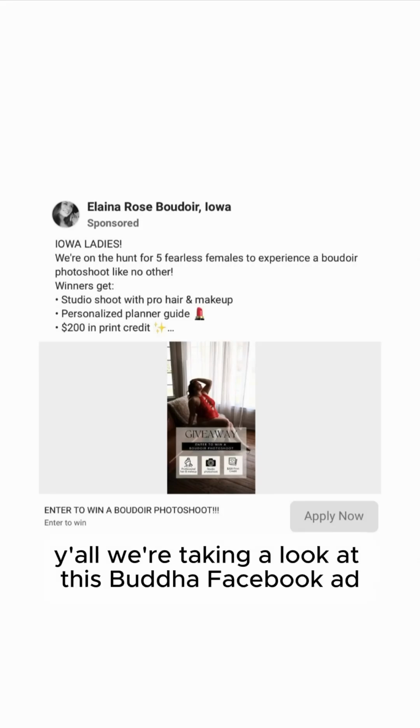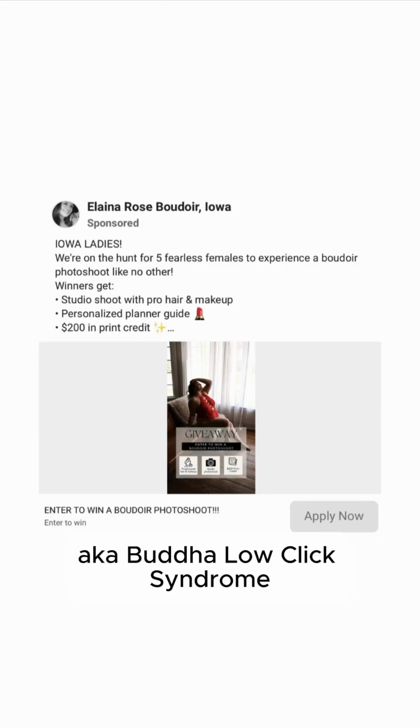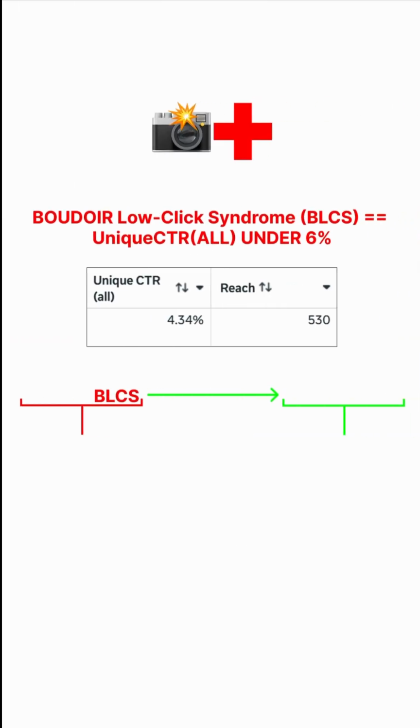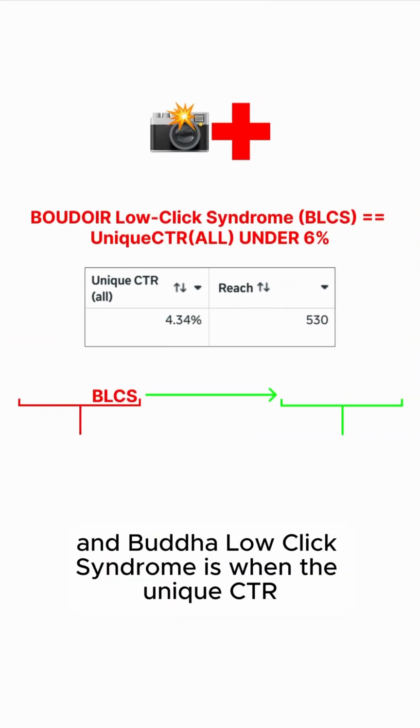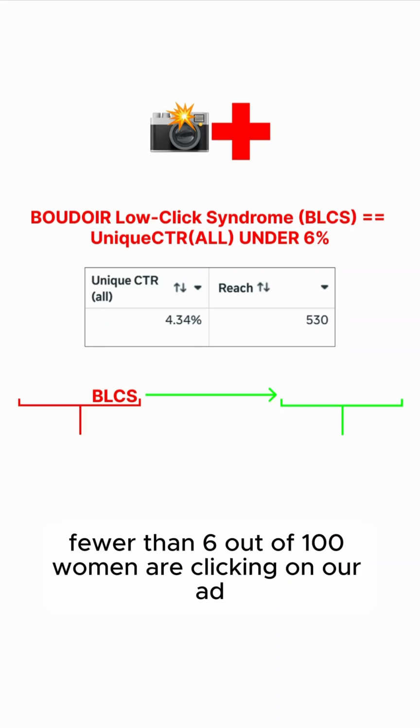All right, y'all, we're taking a look at this Boudoir Facebook ad. We're going to diagnose it, see if we believe it has BLCS, aka Boudoir low click syndrome. Boudoir low click syndrome is when the unique CTR all of our Boudoir Facebook ad is under 6%. This means fewer than 6 out of 100 women are clicking on our ad.